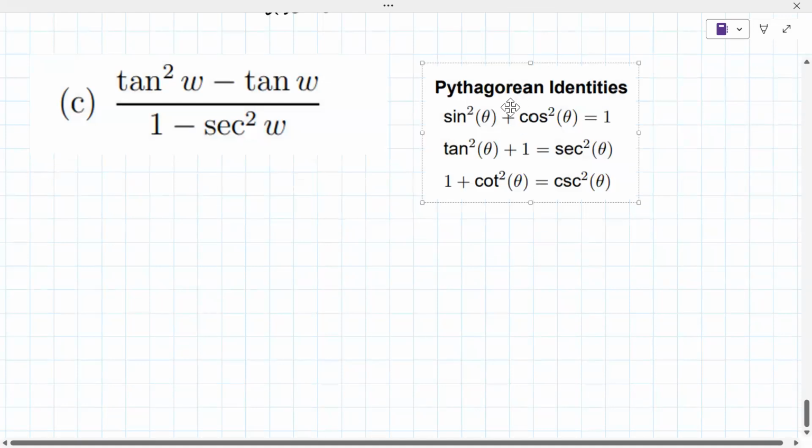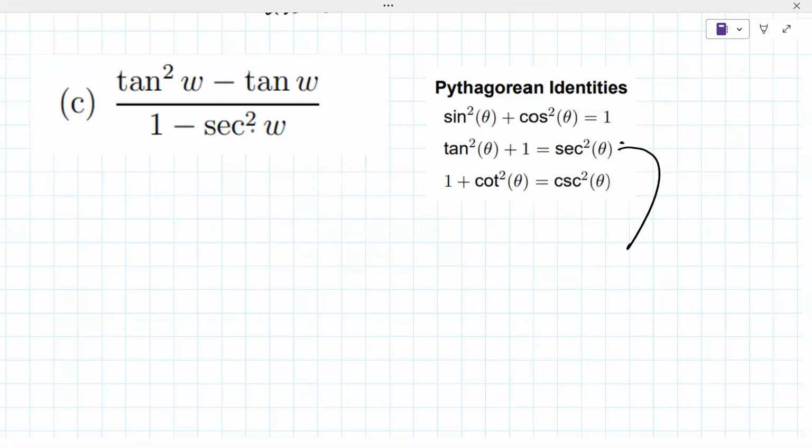This one's the most common, then this one, and so on. When I see a 1 minus, I typically think, okay, that's Pythagorean identity, for sure. And again, it's helpful to know the answer because there's actually a lot of ways to go here.